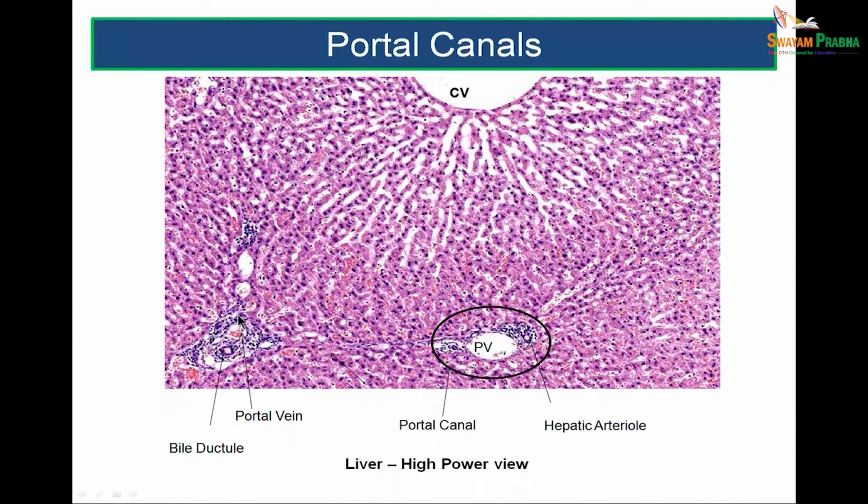In this slide, a little more magnified than the previous one, we can see the portal vein. You can see a small vessel here lined by smooth muscle cells, being the hepatic arteriole, and in this one we can see a bile ductule. Here we can also see a portal vein. Notice the blood plug in it. So we see details of how we can identify the portal vein from the bile ductule and a hepatic arteriole.